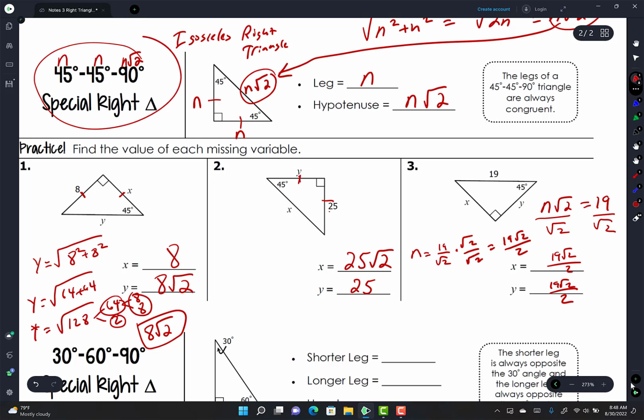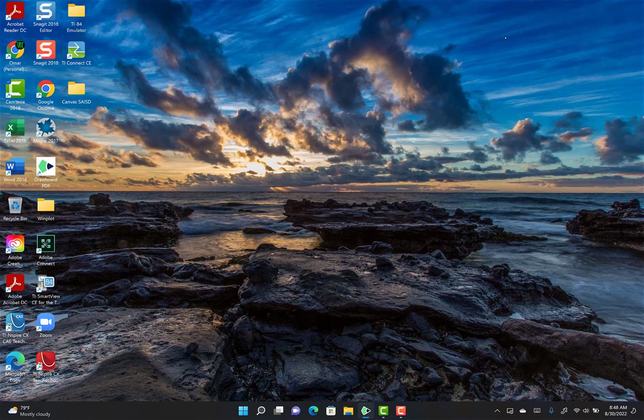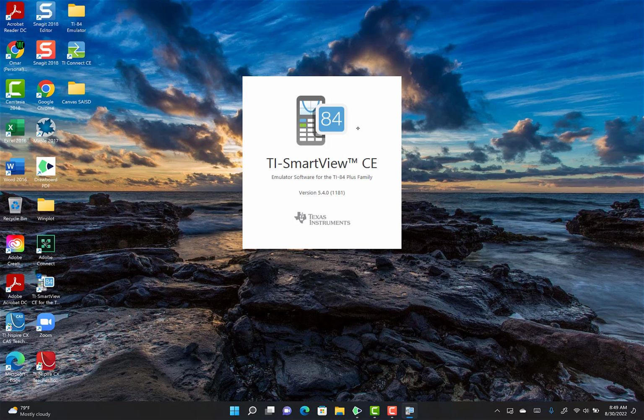I know that at least yesterday we had some non-believers. They were like, 19 over square root of 2 does not look like 19 square root of 2 over 2. But it is. It might still be here in the memory, because it's the last thing we did. I hope it's still there so I don't have to type it again.